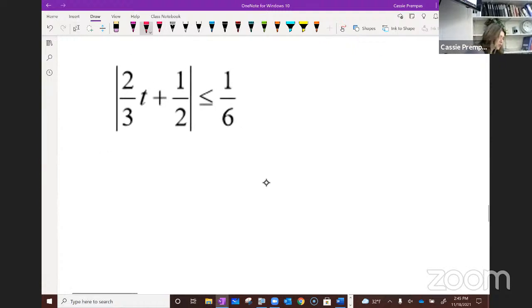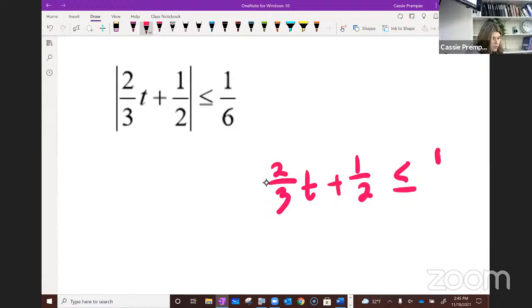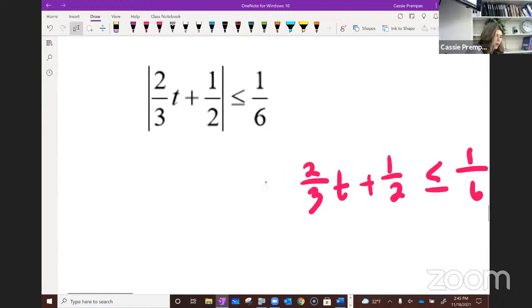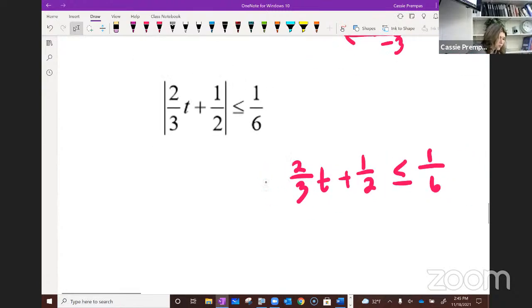2 equations, good. So I'm going to copy exactly what I see to the right without the absolute value. 2/3 t plus 1/2 has to be less than or equal to 1/6. What do I have to do with the one on the left? Put a negative, good, and do what with the sign? Switch it, good. So it's going to be a greater than or equal to and a negative 1/6.